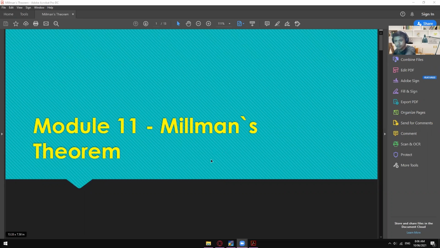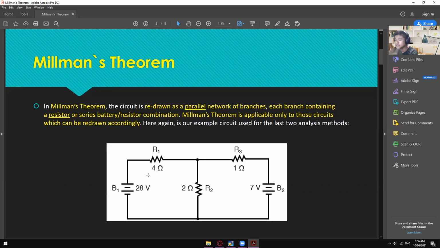Okay, great. So let's now start with module 11, or Millman's theorem. We will still use the same circuit, just like what we have from, if I'm not mistaken, the mesh analysis. We've been using this one from that topic up to this topic. So we're just basically comparing which theorem is the best for this one. This one is actually quite similar to the superposition and, let's say, nodal. You could say that it's a combination of those two.